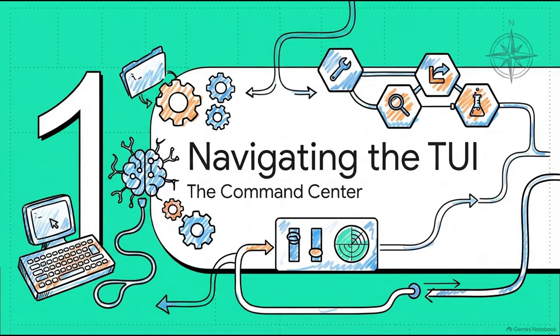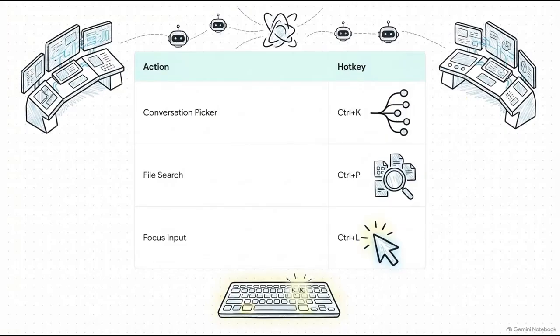Section 1. Navigating the TUI, the Operator's Command Center. So, like we said, you're no longer just a typist. You are essentially a systems architect sitting in a high-speed command center. And that means you really need to master the physical mechanics of this space. To orchestrate these agents effectively, you need low-overhead, maximum-speed context switching. Your hands absolutely cannot leave the keyboard.